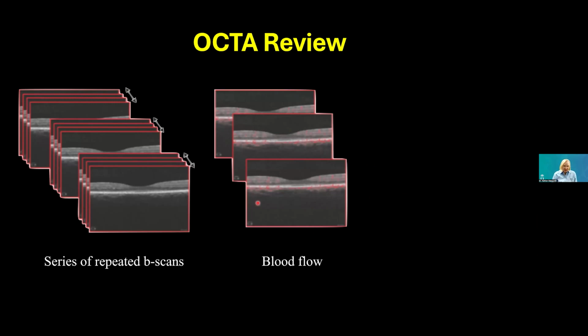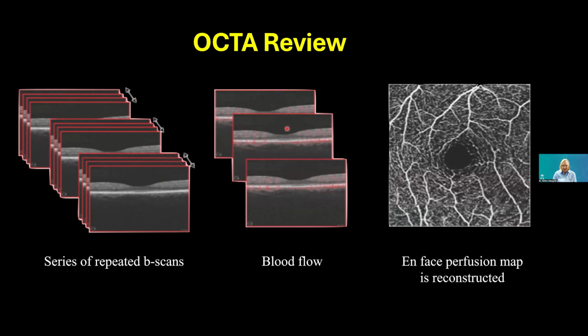And so you can get these maps where right here, all of the red that's being shown in this B scan is areas where there was motion detected from these repeated B scans in each of these 3 locations. And then when we put that all together, we can end up getting this en-face perfusion map that's reconstructed.